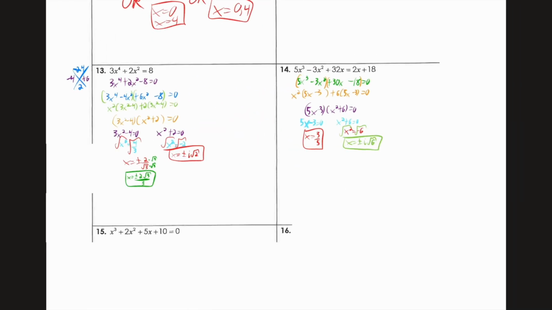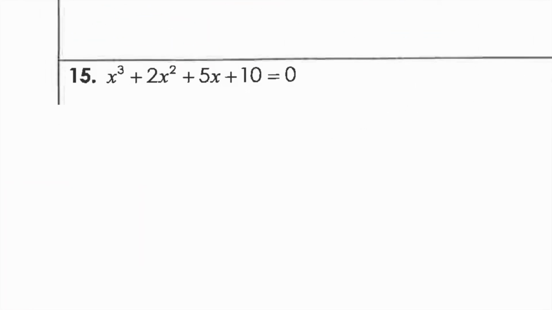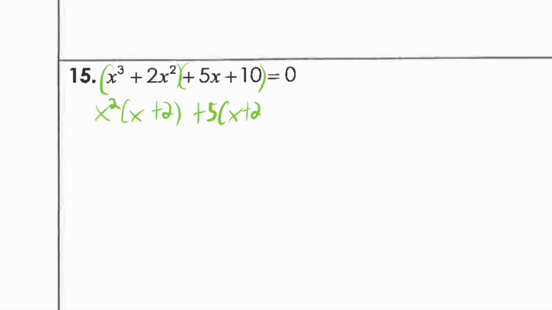And now I'm on number 15. It is equal to 0. There is no GCF. So since I have 4 terms, I'll go ahead and group. Put the first 2 in a parenthesis, the last 2 in a parenthesis. The GCF of the first 2 is x squared, and I get x plus 2. GCF of the last 2 is 5, and I also get x plus 2 again, which is good that they match. And so I put x plus 2 as one of my factors, and the GCFs I factored out of x squared plus 5 as my other factors.